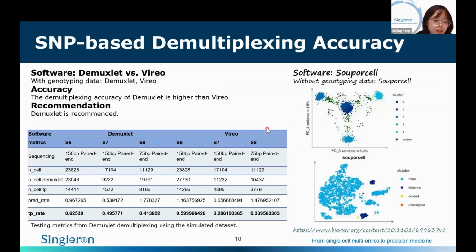In the last part, we tested the software. For the same simulated data combined from three RNA-seq data sets, we tried both Demultiplexing and Vireo, because these two need genotyping data as a reference. We found that for all three samples, Demultiplexing has higher accuracy compared to Vireo.